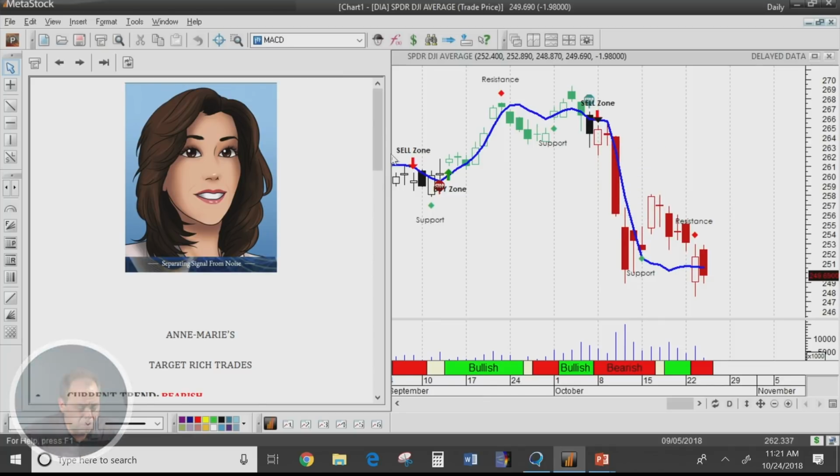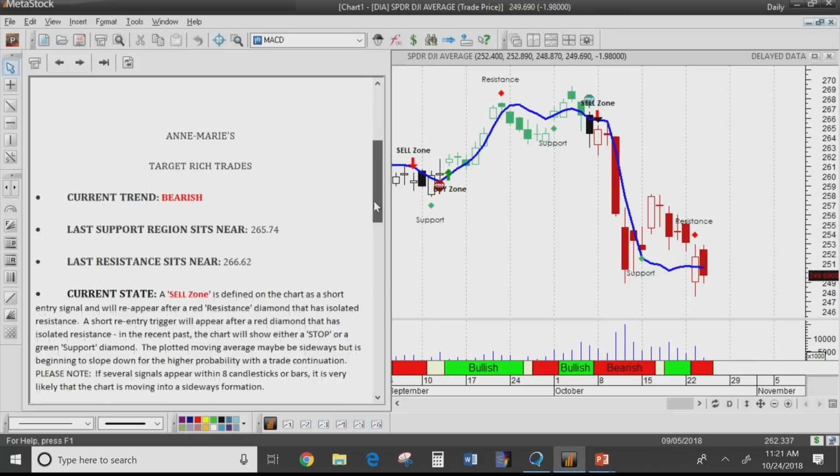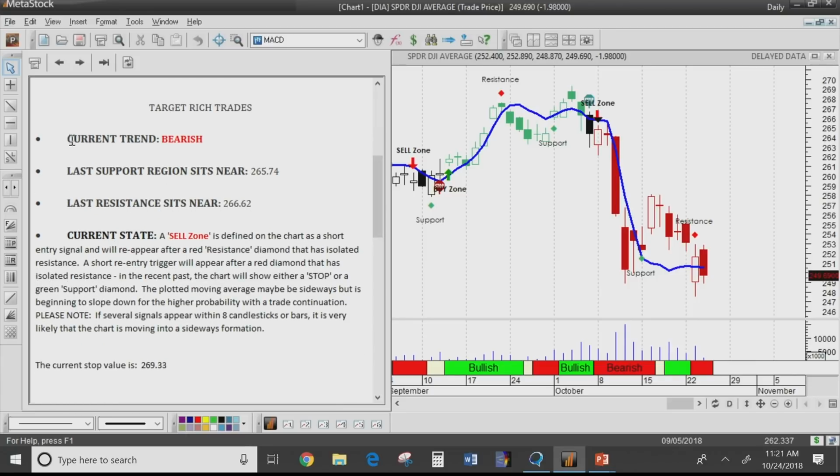So the first thing it's going to give you is a bit of a market summary, or a summary of the instrument, I should say. Right now your current trend is bearish. It's giving you the latest support and resistance areas, 265 and 266 respectively. And then it's also giving you a current state.